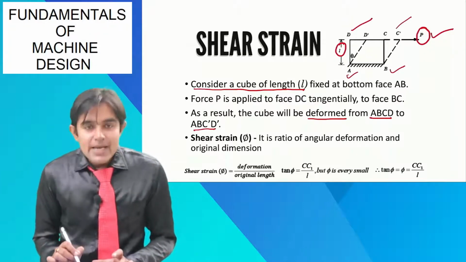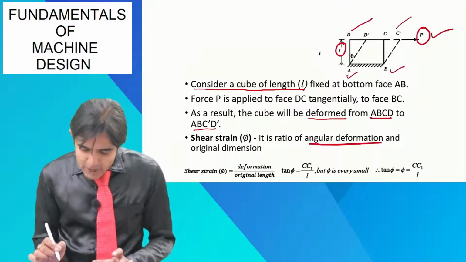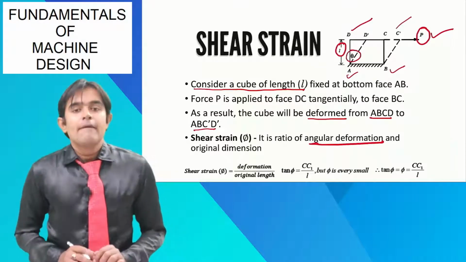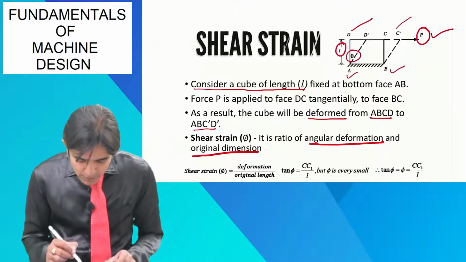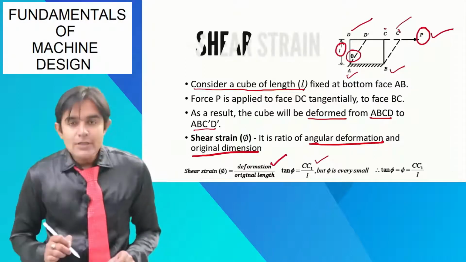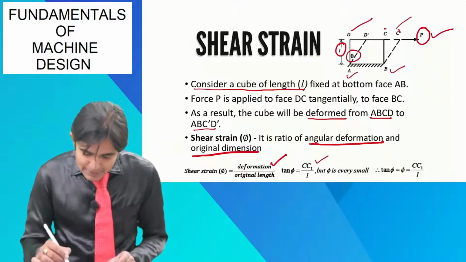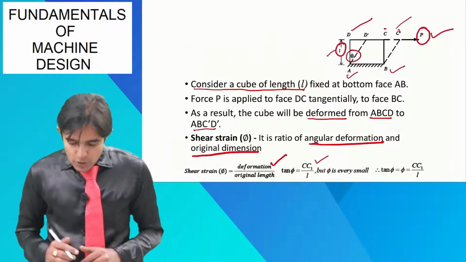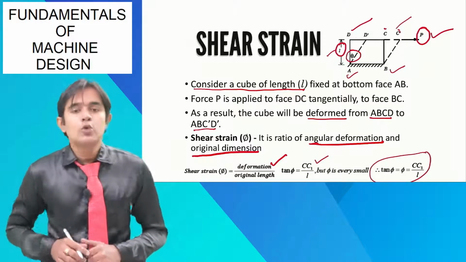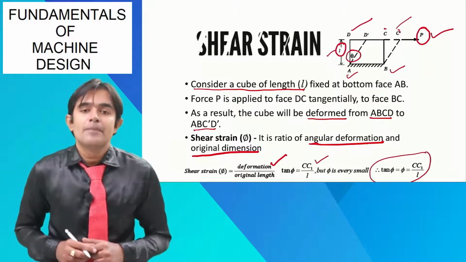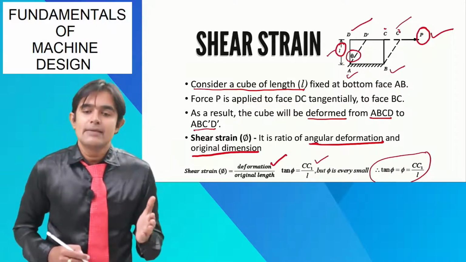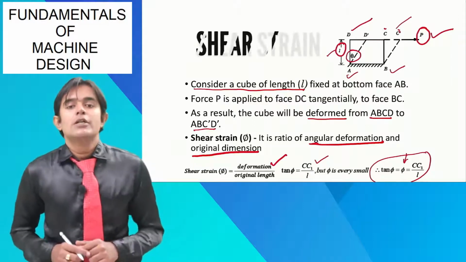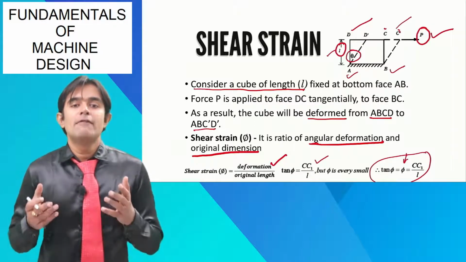So the shear strain is the ratio of angular deformation to the original dimension. So the deformation is given by CC dash and original length is given by L. So tan phi is equal to CC1 divided by L. Now the magnitude of phi is very less, so tan phi is approximately phi. So finally the shear strain is CC1 divided by L.